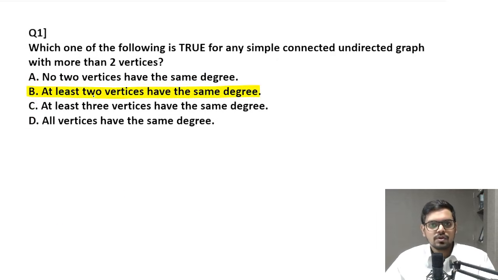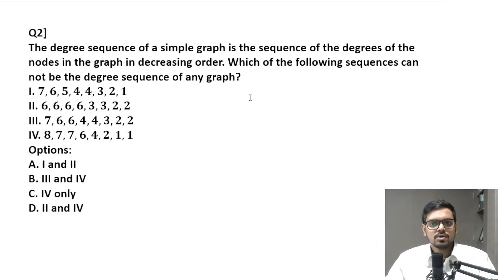That if you have a simple connected undirected graph with more than 2 vertices, then you will always get at least 2 vertices having the same degree. Okay, so note it down. Now going to the next question, pause the video, think, then look at my solution. Try. Okay, if you have tried, then it's my turn.